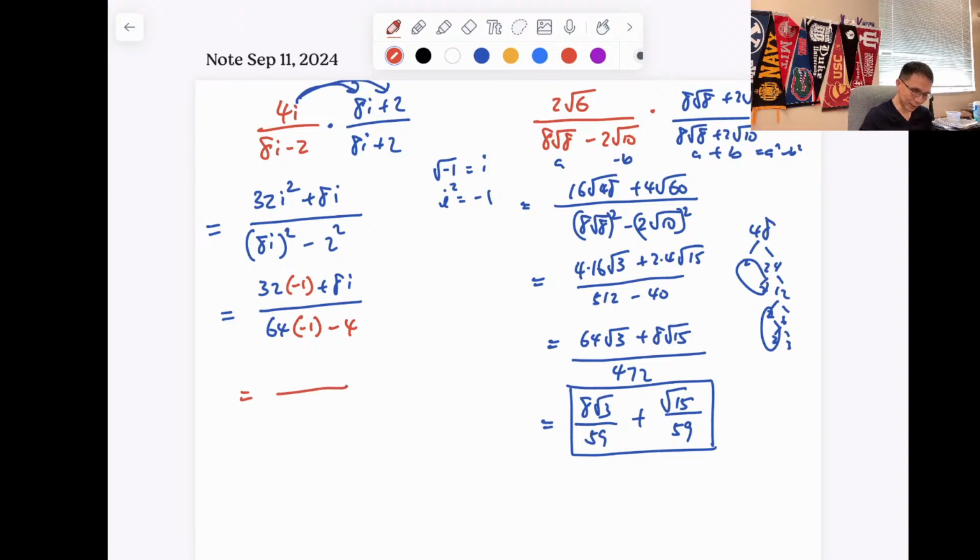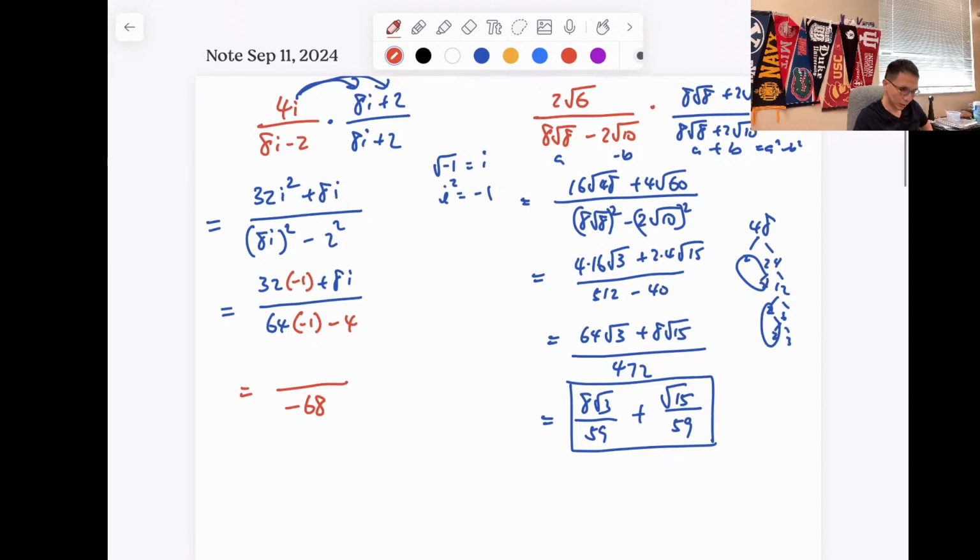So that is negative 64, negative 68, right? Is that negative 68? Is that okay? And this one's a negative 32 plus 8i. So it'd be negative 32 over negative 68, minus 8i over 68.